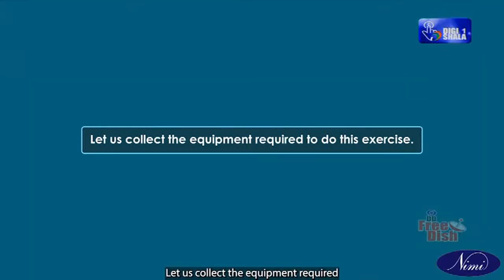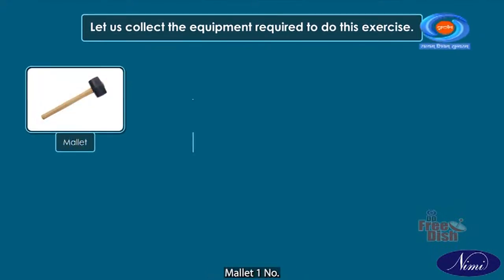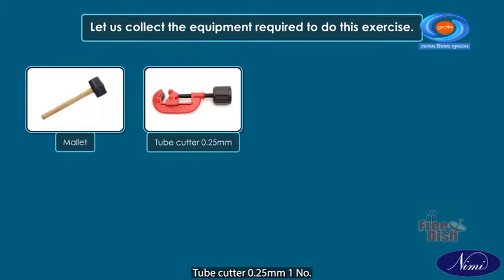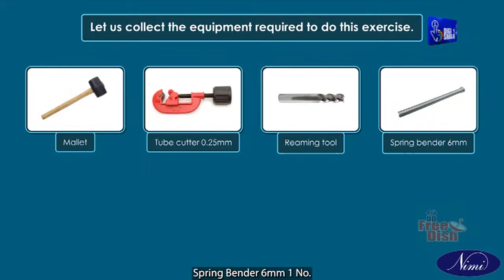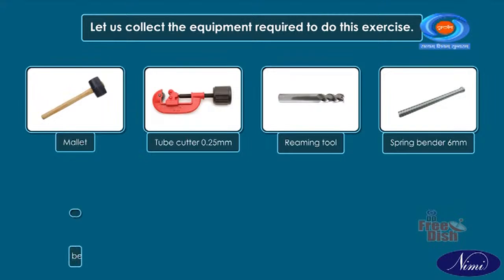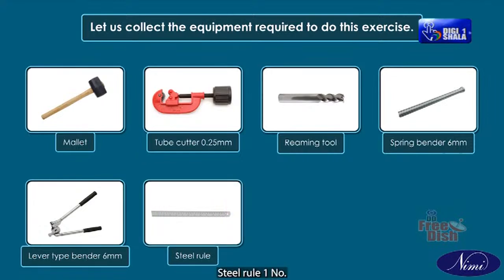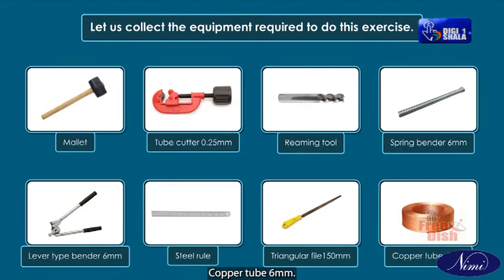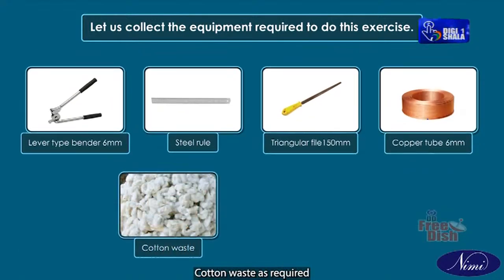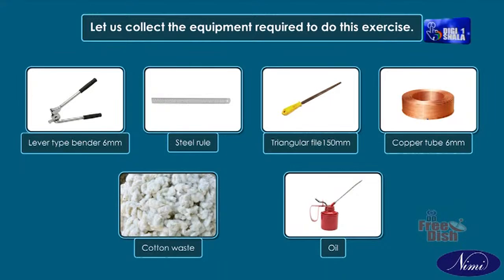Let us collect the equipment required to do this exercise. Mallet, 1 number. Tube cutter, 0.25 mm, 1 number. Reaming tool, 1 number. Spring bender, 6 mm, 1 number. Lever type bender, 6 mm, 1 number. Steel rule, 1 number. Triangular file, 150 mm, 1 number. Copper tube, 6 mm, 1 coil. Cotton waste as required. A small quantity of oil as required.